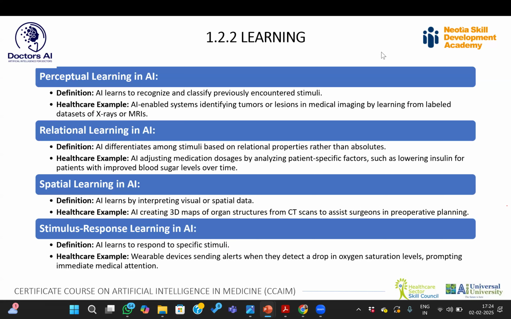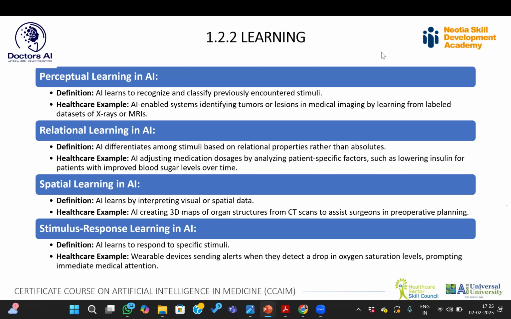What else? There are various other types of learning. One is perceptual learning. So here again, you are allowing it to perceive certain things. So it recognizes and classifies based on the previously encountered stimuli. For example, an AI system which is identifying tumors or lesions in medical imaging by learning from labeled data sets of X-rays or MRIs.